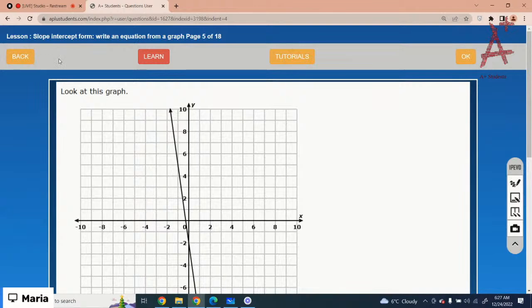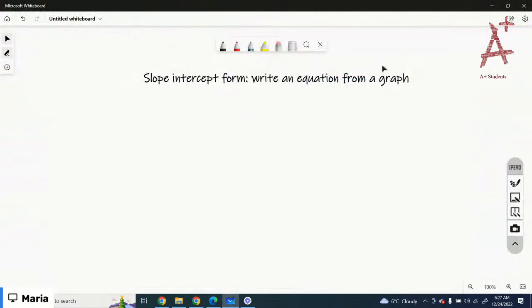Okay, you can complete the test by yourself later today. Let me just move on to the next topic. The next topic is slope intercept form. Write an equation from a table. Now you're given a table and you have to write the equation of the line. Got it? Of the graph. Write an equation from graph.